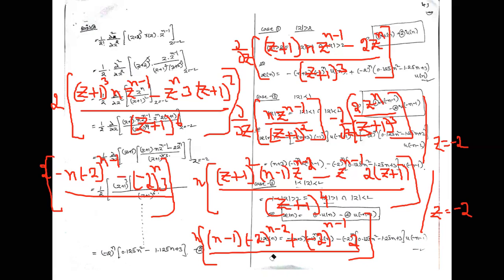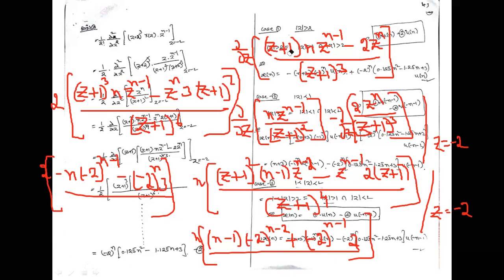Okay. Got it, my dear students? So finally we got this function, and it is multiplied with mu of n. Why is it mu of n? It is greater than the 2 function, my dear students.